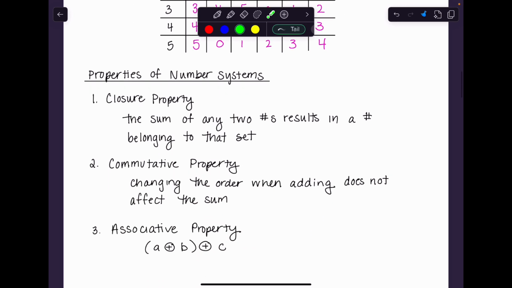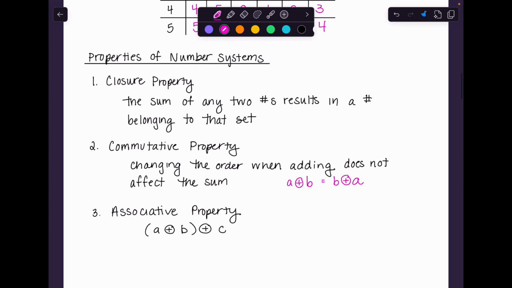For the commutative property, the order is not going to matter when you switch it. So 1 plus 2 is the same as 2 plus 1. With clock addition, if I add two values together, the order does not matter. It's exactly that symmetry. The associative property is a way that you can regroup parentheses. So if I want to do these two operations together, I'm going to be able to move those sets of parentheses around. Instead of doing A plus B first, I can do B plus C first.